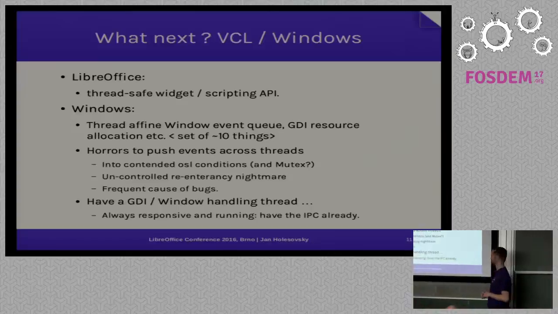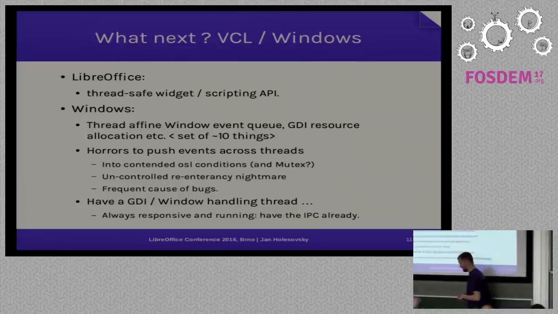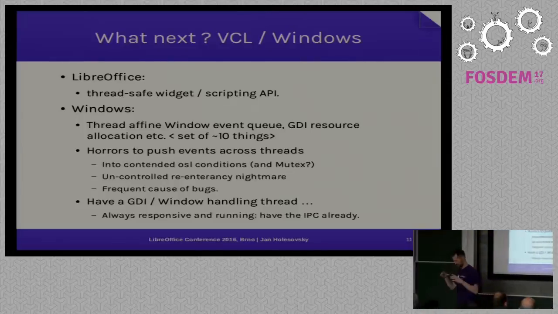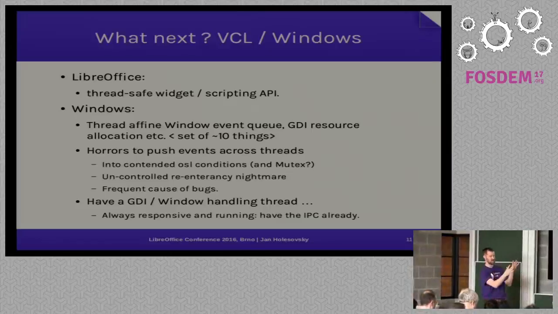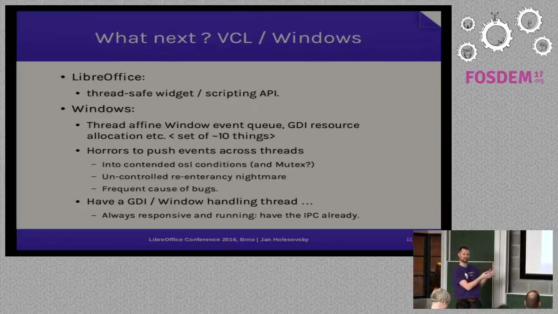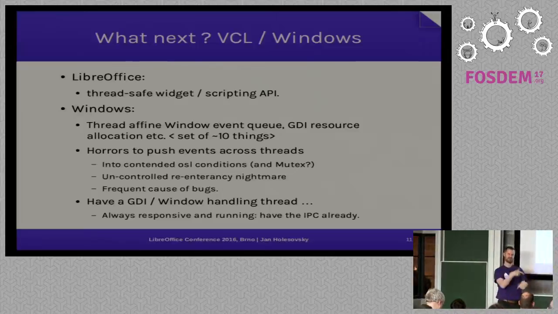Anyway, VCL Windows. So on Windows, we have this disaster area, whereas on Windows, message queues are thread defined. So if you create a window in a thread, it knows which thread it was created in, and you have to destroy it in that thread. You have to ask for GDI resources in that thread and stuff. Which is bad because we have a sort of thread-safe widget scripting API that can spawn threads, create windows, end threads. It's really not nice. And yes, so we have all of these events that we try and push across into the main thread to do stuff. There's just an absolute bunch of horrors here.